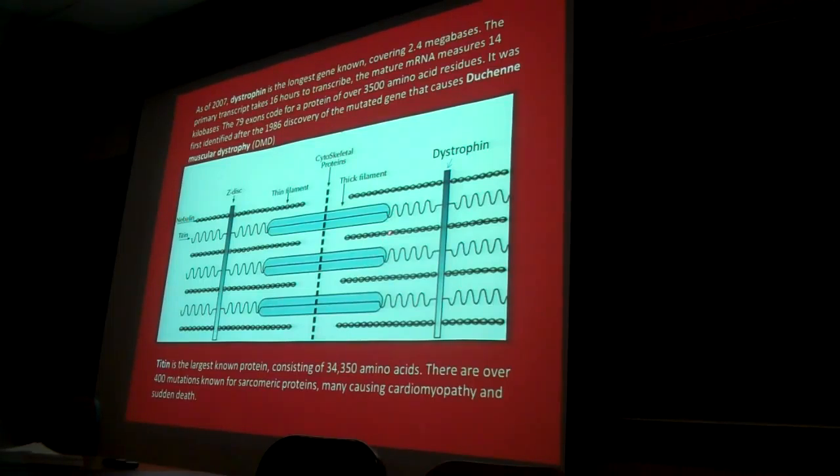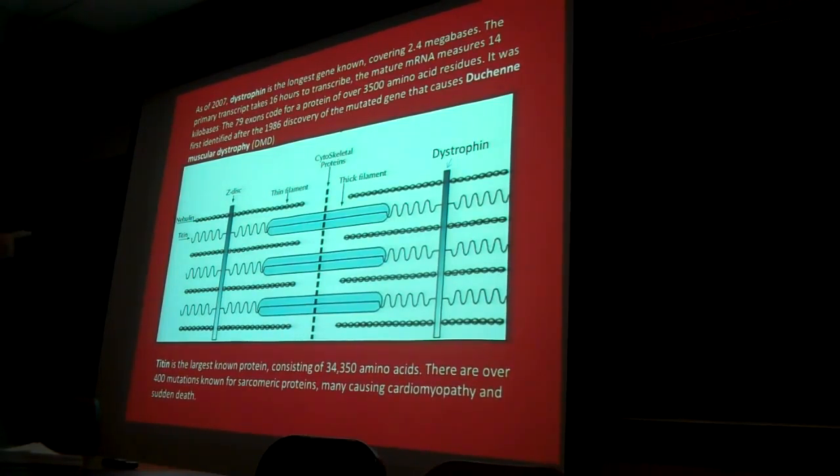Look, this one here, the other one I want to show you is titin. This is actually the largest known protein. 34,350 amino acids in the protein. Incredible. So that's got to be a pretty big gene too, but it's certainly not 2.5 million. And over 400 mutations already known and characterized by genetic studies on these problems, on these proteins.